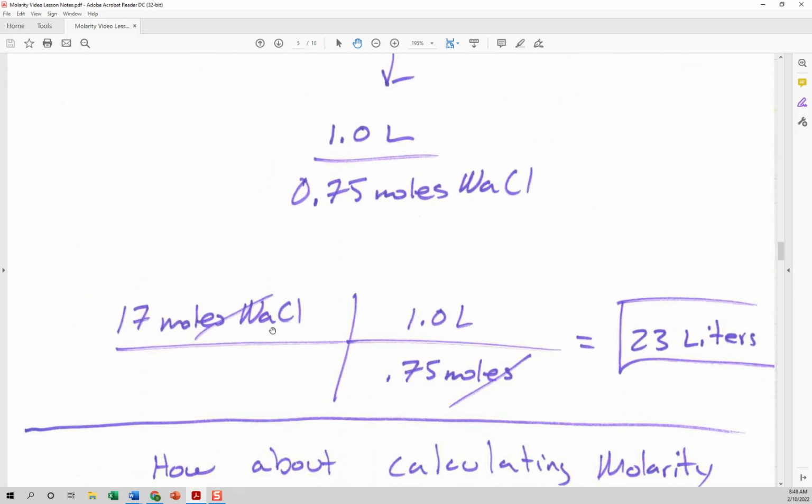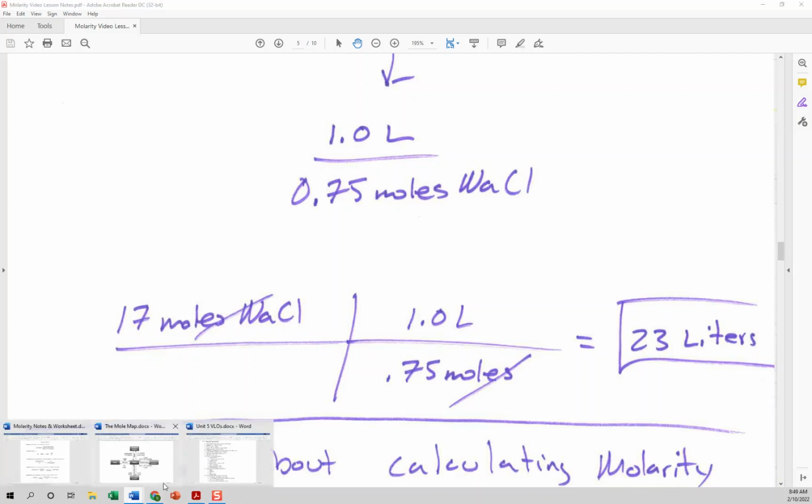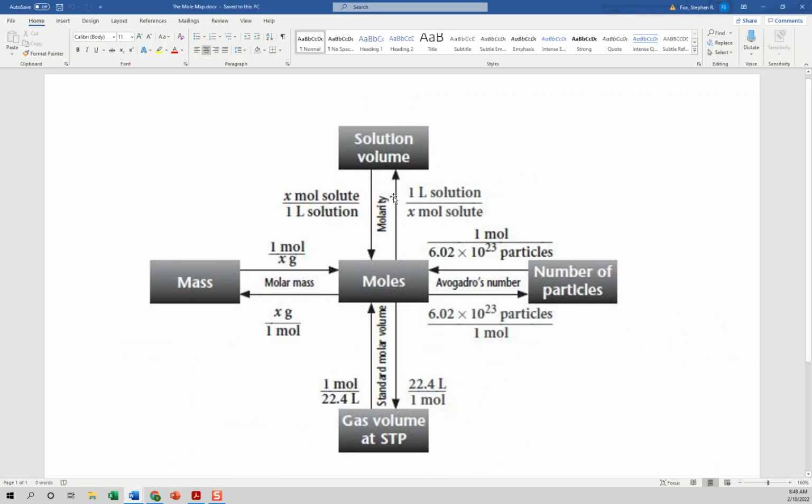And I would take my 17 moles of sodium chloride and I would divide by the molarity, which is really canceling out moles, and I'm left with liters. So to get 17 moles of sodium chloride, I would need to measure out around 23 liters of my solution, because that's the concentration of my solution. So I need 23 liters of the solution that has this concentration to get that many moles of sodium chloride. Okay. So again, what we're just going over there is how do we use the measurement of molarity in a calculation? And again, if you look at your mole map, molarity, if you know it, is your conversion from liters of solution to moles of solute, or moles of solute to liters of aqueous solution. Okay?